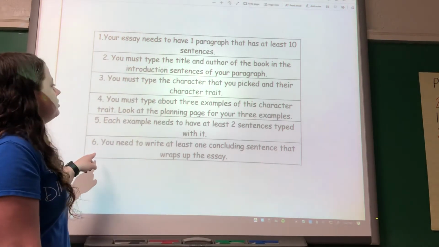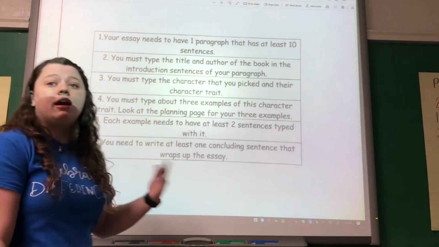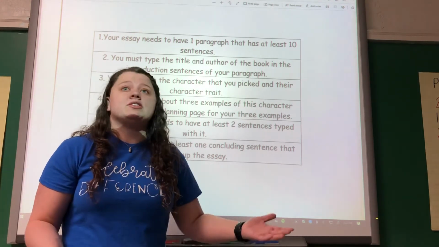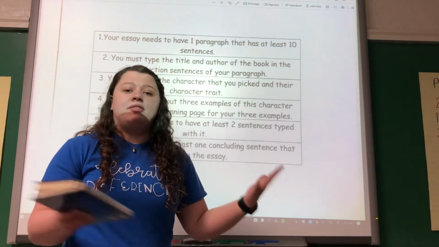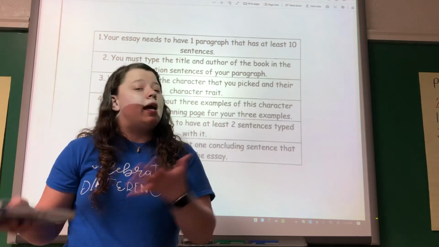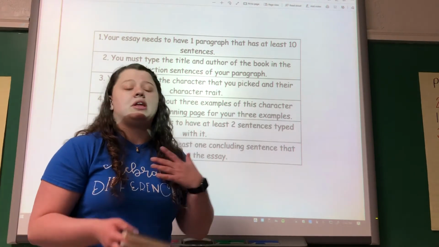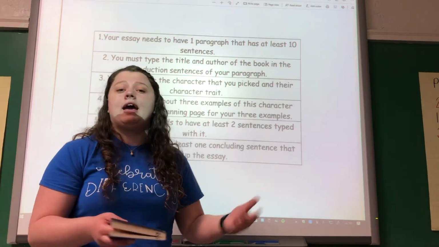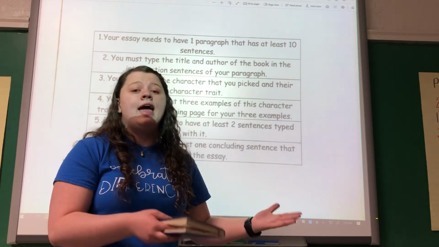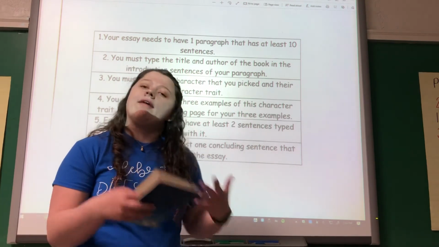The next thing you need to do is type the character that you picked and their character trait. So then your next sentence could be, "I chose to write about this character, and they are," and then put the character trait that they have. So if it was going to be me and I had to write about Heidi, I could put, "I chose to write about Heidi, and she is very lucky," or whatever character trait they have.